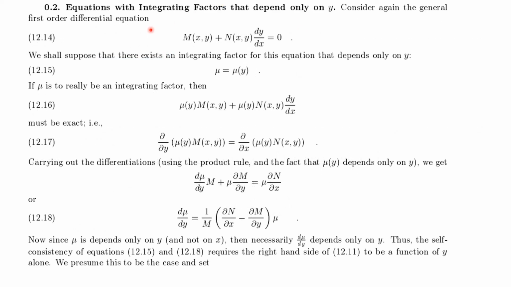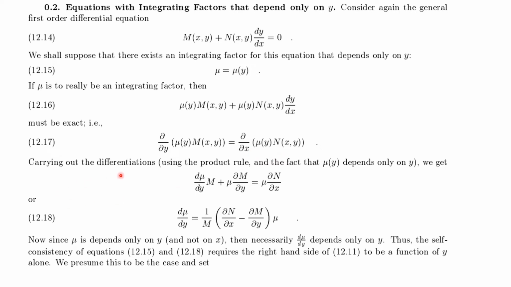Now, it wouldn't surprise you to see that we could do the same thing if we have an equation that is not exact. We can explore and see if there's an integrating factor that depends only on y. So again, consider the first order differential equation shown here, and suppose there is a mu that is only a function of y. So mu equals mu of y. Now, if mu is really an integrating factor, you can multiply all the way through by that, and it's exact. That means that this partial is equal to this partial derivative.